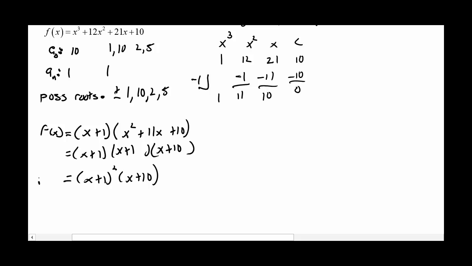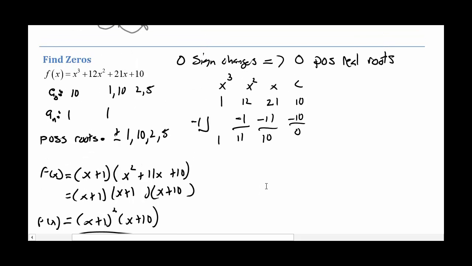But our task was to find zeros. So where would this cross the x-axis? It would cross it at -1 and at -10. Okay, so going back to Descartes' rule of signs, that's sort of sped it up. It was really nice that we found the solution just after one try.